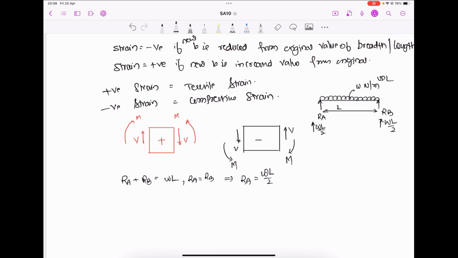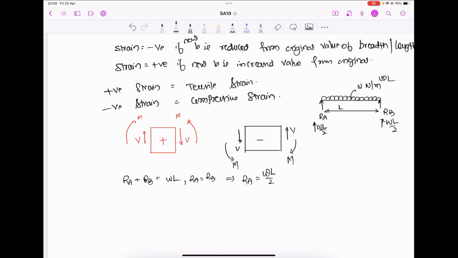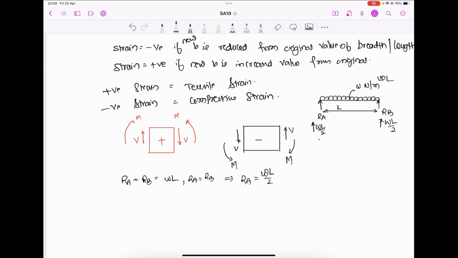WL by 2. And what is the sign convention? When shear force acts on the left hand side upwards, it should be taken as positive. And when it acts upwards on the right hand side, this should be negative. This is for SFD. Values we know. As per sign convention, this is plus, right side it is minus.